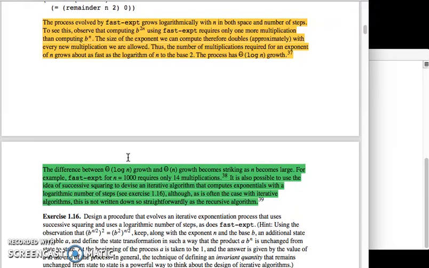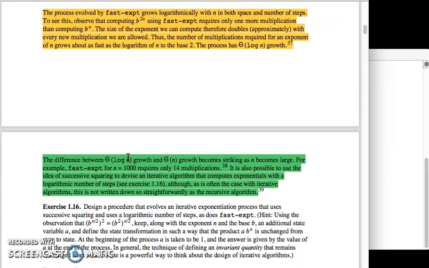To see this, observe that computing b raised to the 2n using fast-exponent requires only one more multiplication than computing b to the n. The size of the exponent we can compute therefore doubles approximately with every new multiplication we are allowed. Thus, the number of multiplications required for an exponent of n grows about as fast as the logarithm of n to the base 2. The process has theta log n growth.